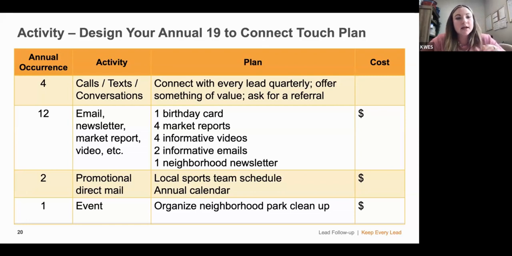So it's basically saying create it your own, but definitely call 4 times a year and email 12 times a year. So if you don't do anything else, stick to those. But the plan part, like the birthday card, market reports, that doesn't have to be this exact plan. If you don't want to send a birthday card and you think that's cheesy, then you don't have to do that. You just think of a different type of email to send. So these are all just examples in the plan column, and you're welcome to use these ideas or you can change them.